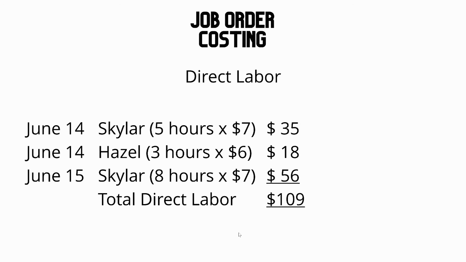We can calculate out the direct labor by taking Skylar's hours and Hazel's hours at their direct labor rates. So Skylar worked 5 hours on June 14th at $7 per hour for $35. Hazel worked 3 hours on June 14th at $6 per hour for $18. And Skylar worked 8 hours on June 15th at $7 per hour for $56. The total direct labor associated with this job is $109.